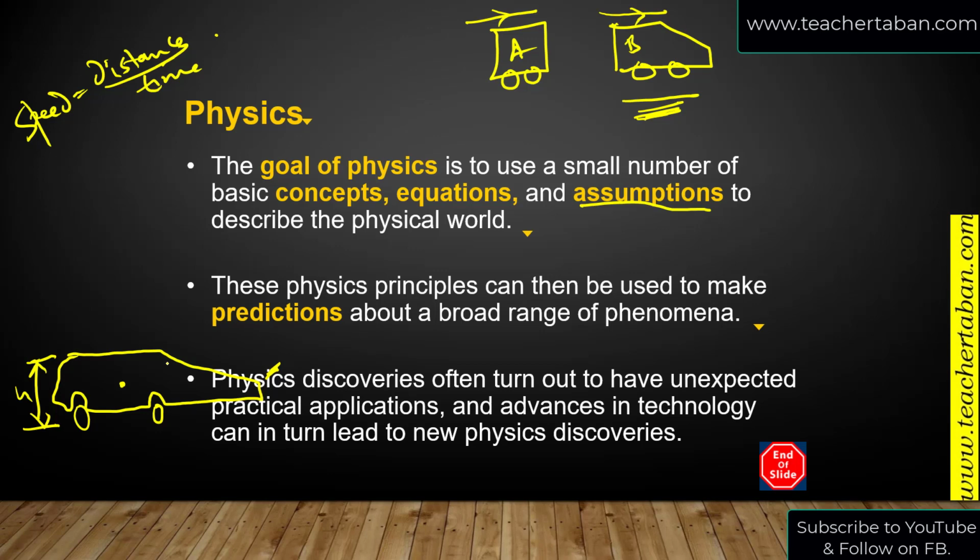Likewise, physics discoveries often turn out to have unexpected practical applications, and advances in physics in turn lead to new physics discoveries. I've just talked about the center of gravity. Where did this one come from? Of course, it all began from one scientist called Sir Isaac Newton, who was sitting under an apple tree doing his mathematical work. In the process of doing his work, an apple fell on his head, and then because he was perturbed, he asked himself questions. Why is it that this apple is falling onto me? Why isn't it just moving upwards?